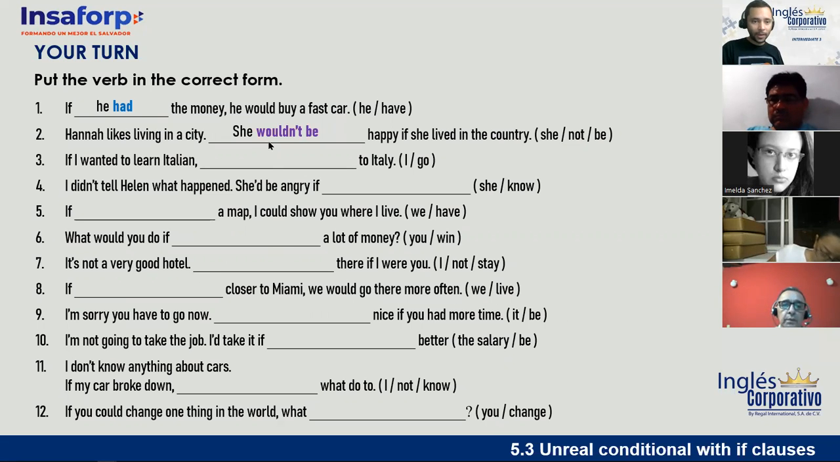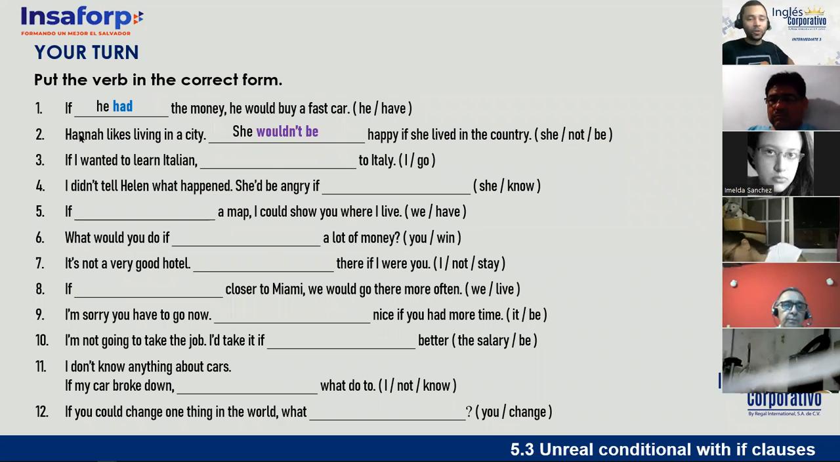Okay, everybody, your turn. Put the verb in the correct form. Number one, if he had the money, he would buy a fast car. Number two, Hannah likes living in the city. She wouldn't be happy if she lived in the country. What about number three? I need a volunteer.